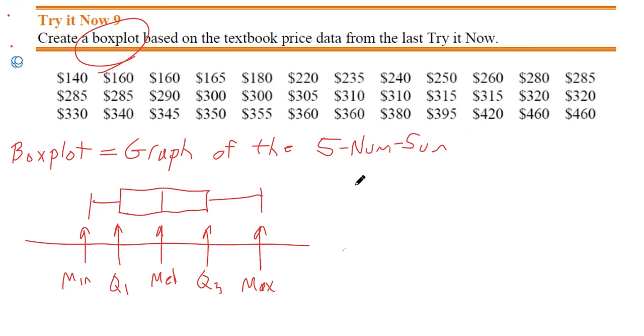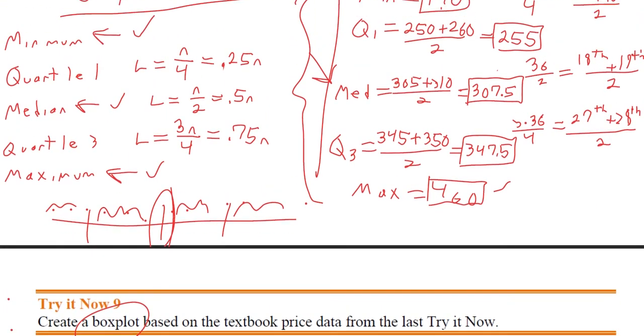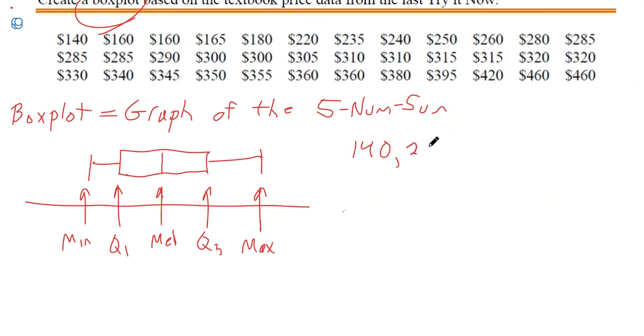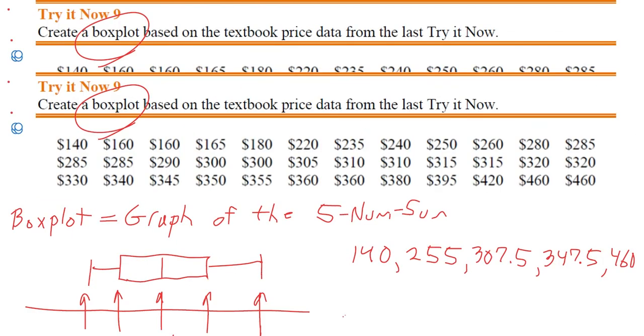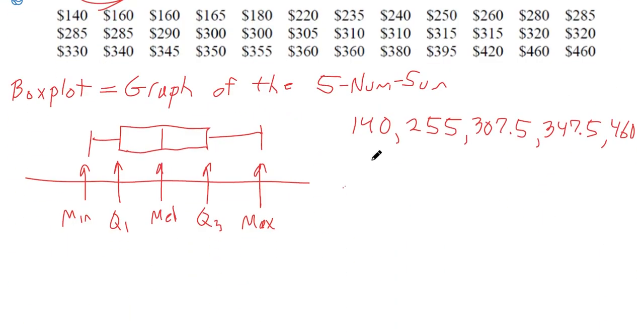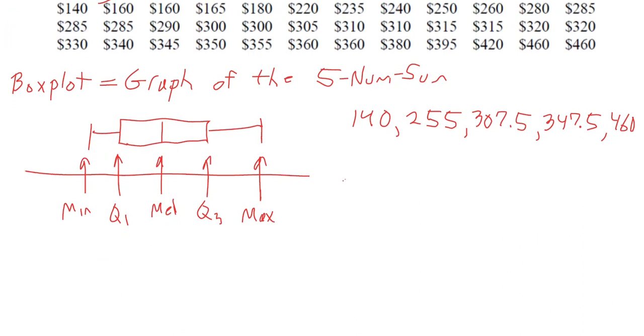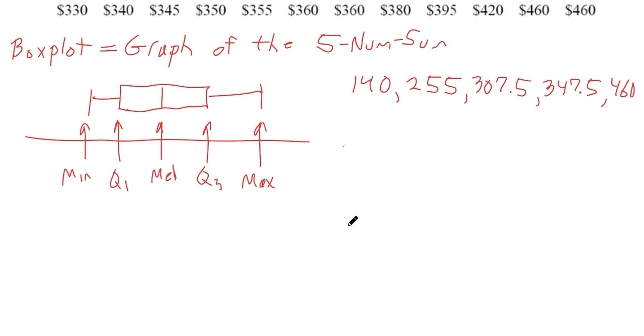So we had 140, that was our minimum. Then we had 255, 307.5. Then we had 347.5 and 460. Okay. So those were our 5 numbers. Now to represent this as a box and whisker plot, or box plot rather, what we're going to do is make a horizontal line to represent our x-axis and put these values down.